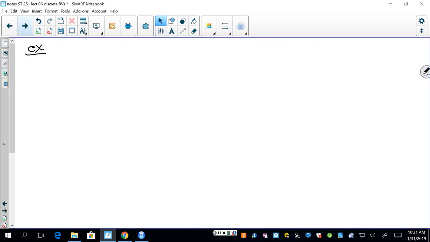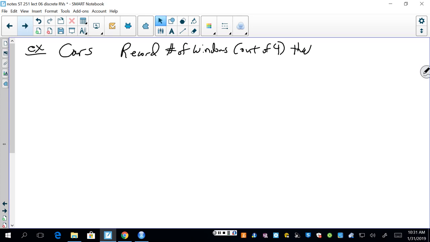So let's look at another couple of examples for comparison. Let's say you take a random sample of cars and you record the number of windows out of 4 that are open as people are driving around. Something about behavior, something about energy efficiency could be part of this whole big study. And let's say that in one scenario we're looking at the summertime, and another one is in winter.